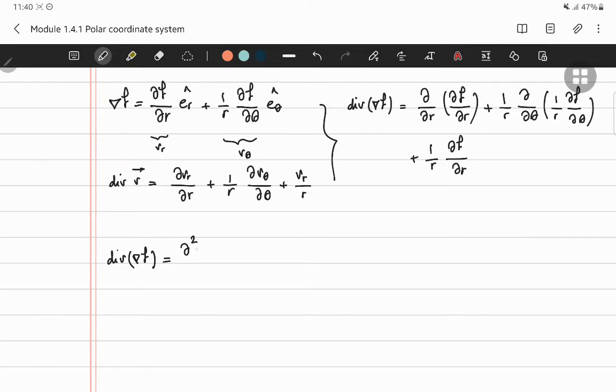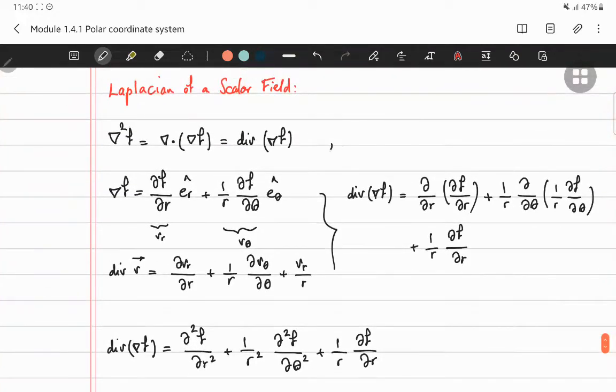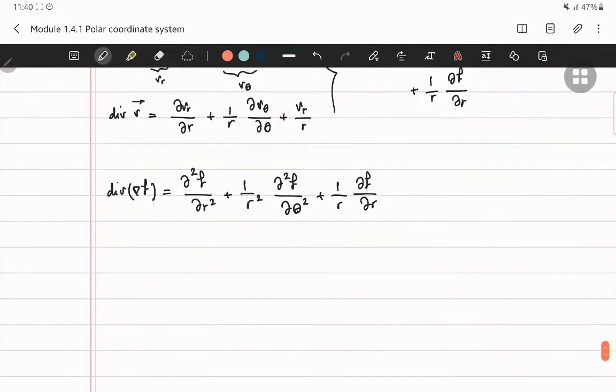So this is the second partial derivative of f with respect to r plus 1 divided by r. And since this r here has no dependency on theta, it can be taken out. So the second partial derivative of f with respect to theta, plus 1 divided by r, partial derivative of f with respect to r. And remember here that f is a function of r and theta. That's it. All right.